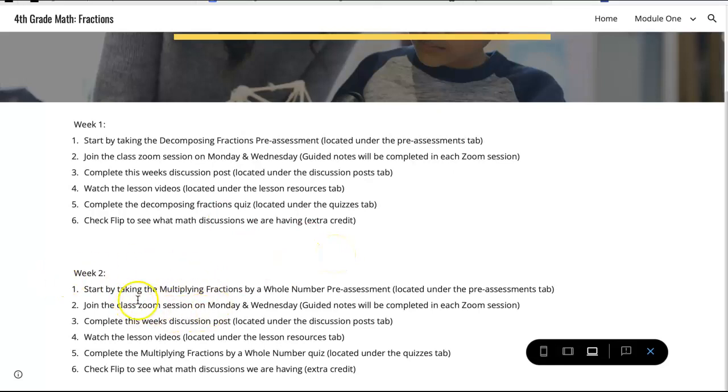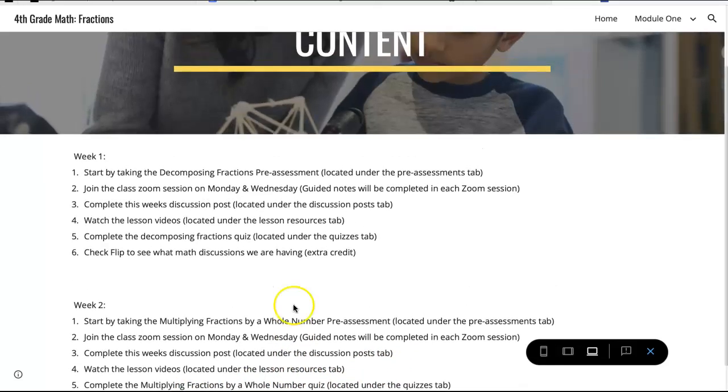And then in week 2, they started with another pre-assessment, joining the Zoom sessions on Monday and Wednesday for guided notes, completing the discussion posts, watching the lesson videos, and then completing the quiz towards the end of the week, and then checking Flip to see if there were any math discussions once again for extra credit.